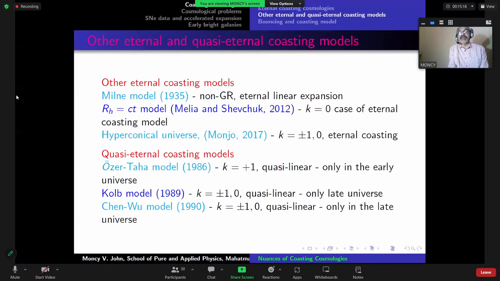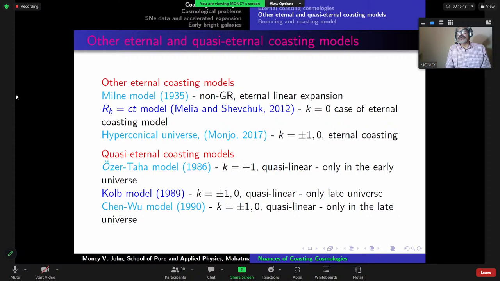Another eternal coasting model is the R_h equal to ct model, Melia and Shevchuk in 2012. We have k equal to 0. This is actually the k equal to 0 case of the eternal coasting model. And recently, there is the hyperconical model by Monjo in 2017. It can take all values k equal to plus or minus 1 or 0, and it is eternal coasting.